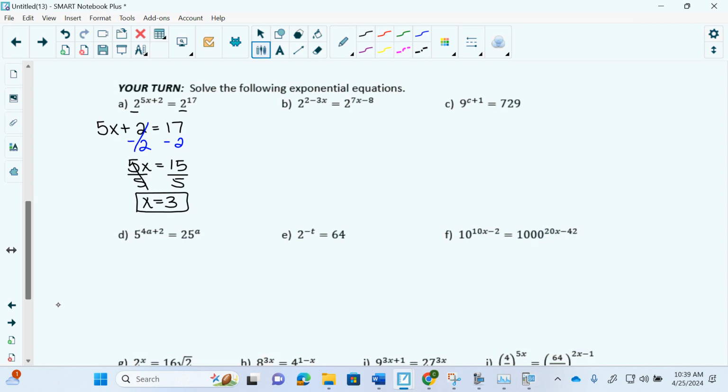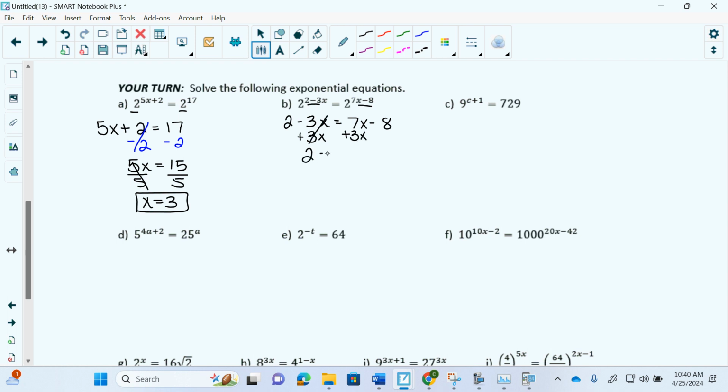This was base 2, base 2. So I can set my exponents equal. I get 2 minus 3x equals 7x minus 8. I know immediately this is going to cause problems because there's an x on both sides. But we've talked about this already. If there's an x on both sides, we spend no more than 1 second deciding which x to move. Pick one and move it. So I'm going to move this one because I saw it first. That is literally my reasoning.